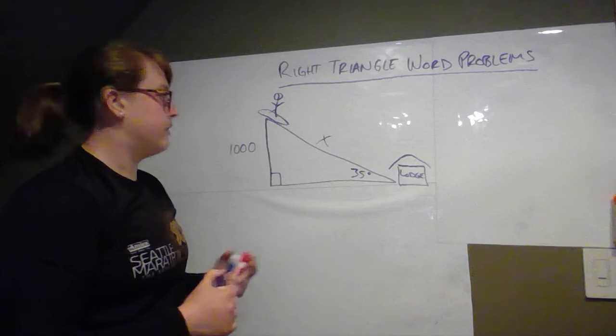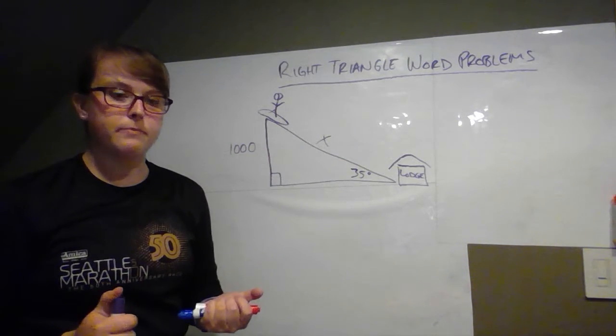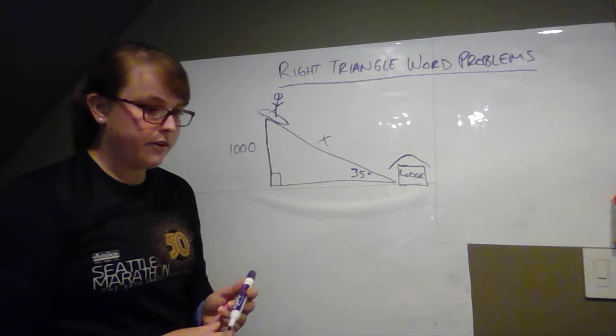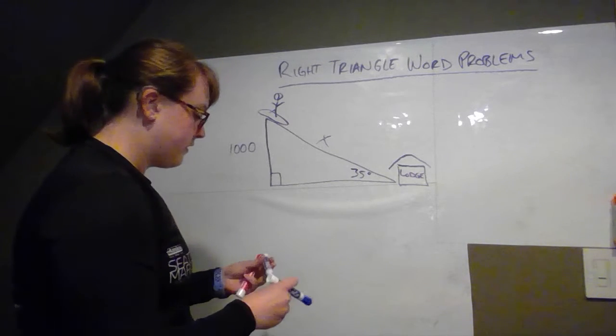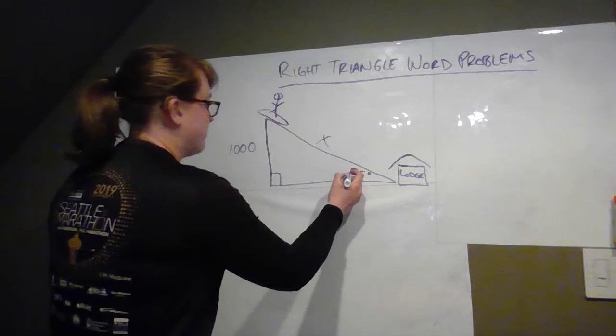Okay, so now we've got our right triangle problem that we're used to seeing, right? We're solving for a missing side. So all we have to do is set this up. So we're given this angle right here. So now we go about labeling our sides.